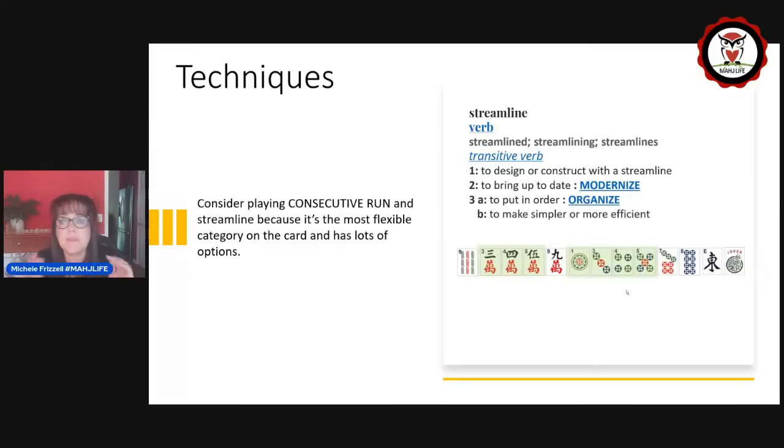Sometimes you're going to be in between. Maybe you're playing, let's say, odds and maybe consecutive run. If you're in between and you have equal potential, maybe the same number of multiples or different multiples, or maybe you have more tiles for consecutive run with one of 2 multiples. If you're in between and you think the potential is equal, go with consecutive run because it is more flexible and it has more options.